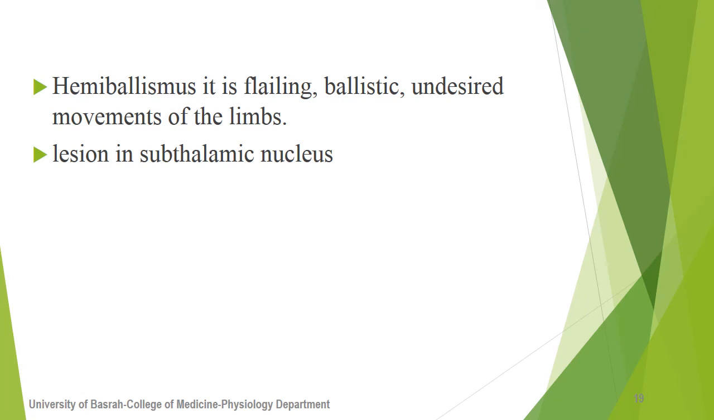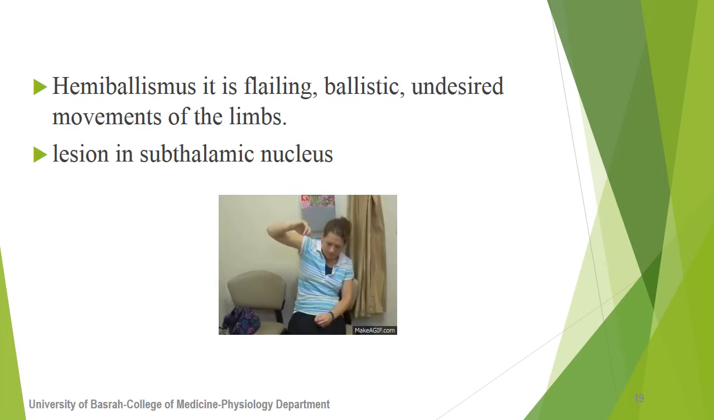It's a flailing, ballistic, undesired movement of the limbs. He doesn't want to do it. It's involuntary, usually somewhat aggressive, and also brief. And this occurs because of a lesion of the subthalamic nucleus. When the subthalamic nucleus is hit, the patient will have one of the signs, hemiballismus. And this is an example of hemiballismus.